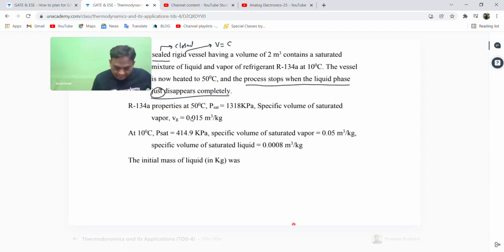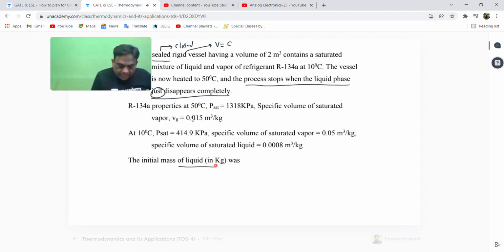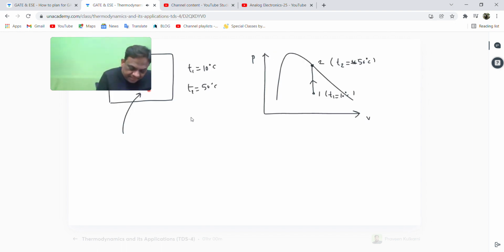Look once, what is being asked? Okay, everything is given. The initial mass of the liquid. Initially there was a liquid vapor mixture. It is heated from 10 degrees centigrade to 50 degrees centigrade. So he is asking what is the liquid in the initial state. At this state there is liquid plus vapor. He is asking what is the liquid under initial conditions, and finally it is saturated vapor.